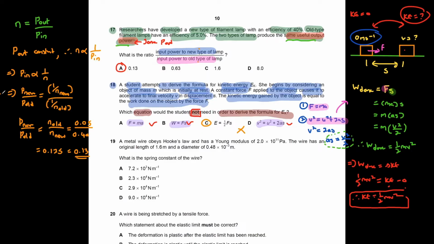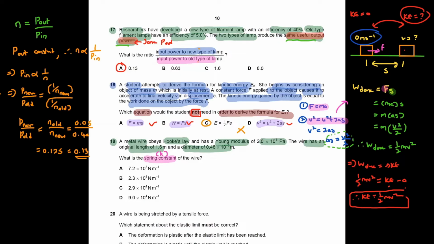Then from there, you can move on to question 19. Now in question 19, they mentioned that a metal wire obeys Hooke's law and has a Young modulus of 2 times 10 power 11 Pascal. This wire has an original length of 1.6 meter and a diameter of 0.48 times 10 power minus 3 meter. What is the spring constant of the wire? Now, spring constant here refers to K, the symbol K, all right?